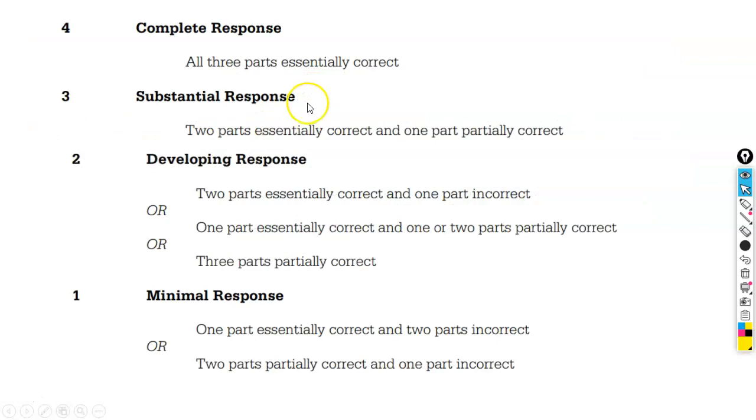Okay? Now, look at this. They're going to grade as a 4, 3, 2, or 1. A 4 means you had 3 E's. Boom. A 3 means you had 2 E's and 1 P. A 3 is a really good score. A 2 is you either had 2 E's and 1 I, or you had 1 E and 2 P's, or you had 3 P's. That's still not bad, actually. Now, minimal is going to get you nowhere. That's 2 P's and 1 I, or 1 E and 2 I's.